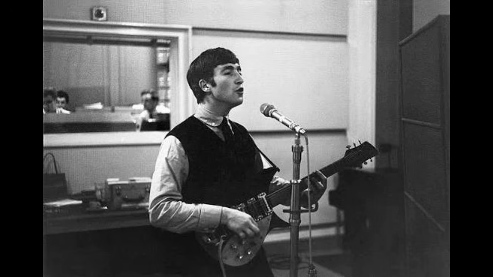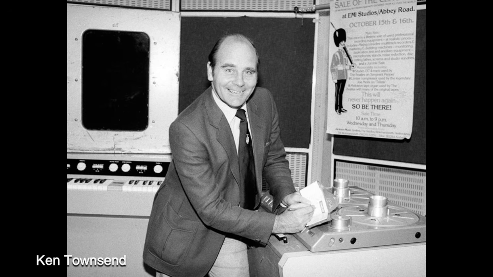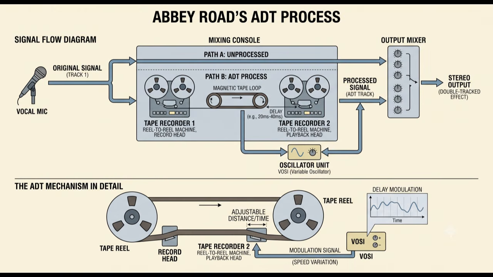John Lennon loved the sound of doubling his vocals, but the process of recording each vocal twice is really tedious work. So he asked the engineers at Abbey Road to come up with an electronic way to reproduce that same sound. And an engineer named Ken Townsend invented a way to do it using multiple tape recorders and an oscillator to vary the speed on one machine, creating the effect of a doubled vocal.